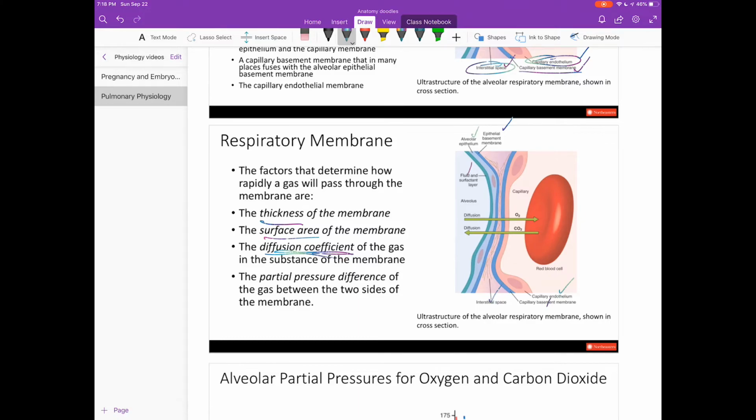And oxygen and carbon dioxide have different diffusion coefficients. And then finally, the partial pressure difference of the gas between the two sides. We refer to partial pressure because the pressure due to, say, let's just use oxygen for example, the pressure due to oxygen relative to the other gases that are in that air or fluid is its partial pressure, or the partial contribution of that gas to the total pressure. So anyway, the pressure makes a big difference because the only way we're able to move gases is through diffusion.